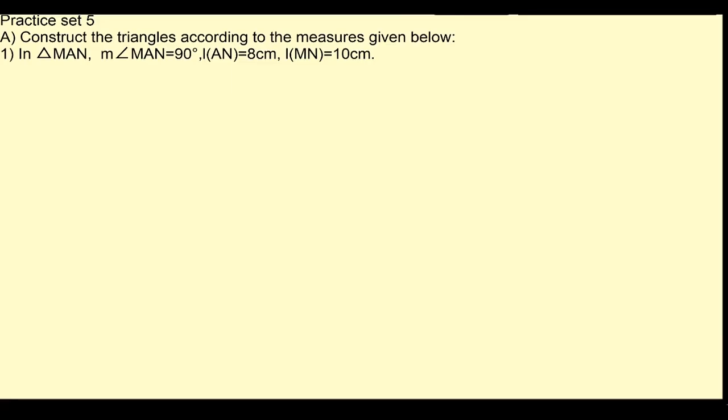In this practice set, we will learn to construct a right angle triangle given the hypotenuse and one side. Practice set 5. Construct the triangles according to the measures given below. First, in triangle MAN, measure of angle MAN is 90 degree. Length AN is equal to 8 cm and length MN is equal to 10 cm.